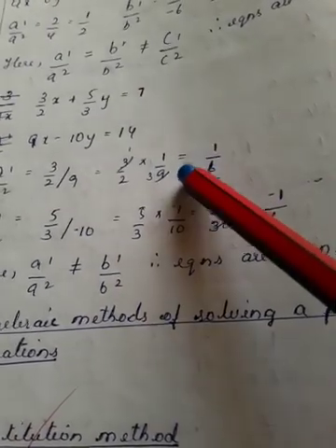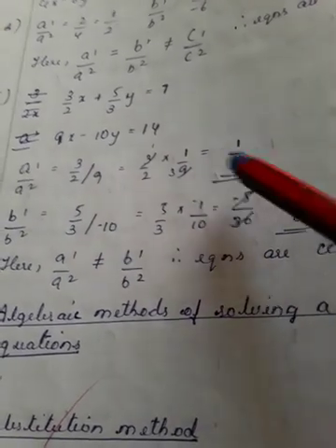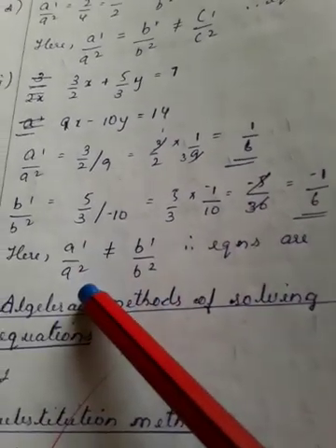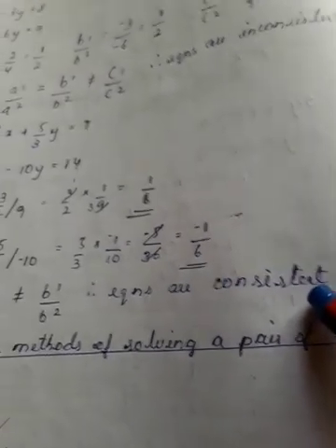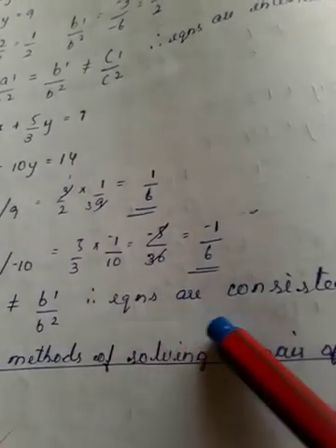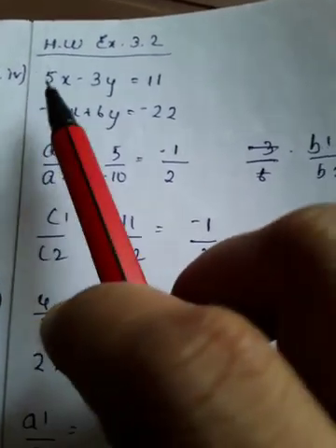Here a1 by a2 is 1 by 6, b1 by b2 is negative 1 by 6. They are not equal, so no need to find c1 by c2. Here we get a1 by a2 not equal to b1 by b2. Therefore the equations are consistent. Now question number 4.